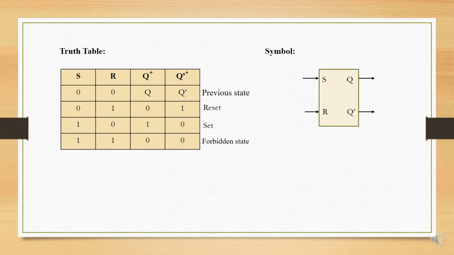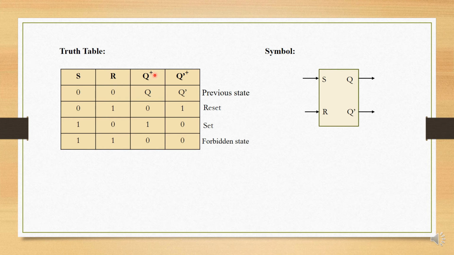Let us see the truth table of SR latch. Whatever we have analyzed in the previous slide, the same thing is represented in terms of truth table, or we can call this a function table. So we have two inputs for the SR latch. We have represented both the inputs here, and the outputs Q and Q bar are represented by the notation Q plus and Q bar plus. The notation Q plus and Q bar plus represents the output after application of the applied inputs.